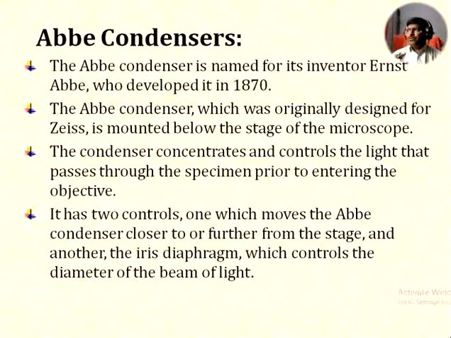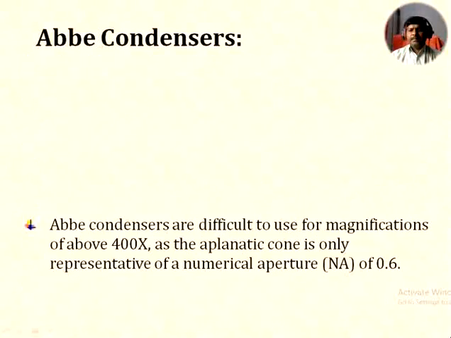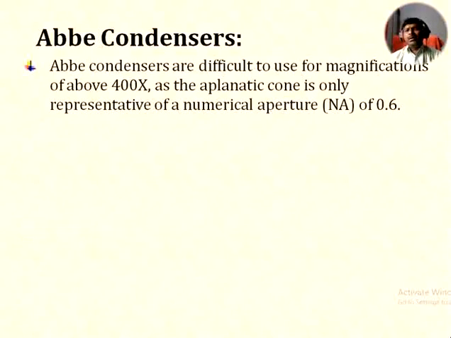That means to move the condenser from its original position to lower or to raise it, there is one adjustment knob through which we can adjust the condenser. And in the condenser there is a light controlling mechanism, that is the iris diaphragm. The controls can be used to optimize the brightness, evenness of illumination and contrast. Abbe condensers are difficult to use for magnifications above 400x.